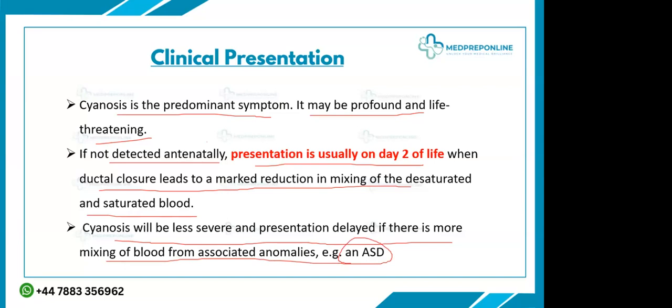So cyanosis is going to be the main presenting symptom, and it usually presents on the second day of life when the ductus arteriosus closes, so the mixing is reduced and it presents with cyanosis. And the presentation is less severe if there is a naturally occurring associated anomaly, that is an ASD, and if it is not present, then we'll have to create it with cardiac catheterization.